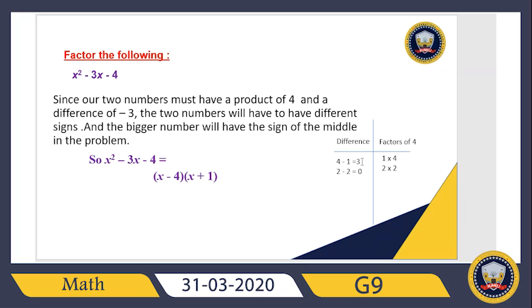But which one will be put next to the negative and which next to the positive depends on the sign of the middle term. We said the bigger the winner. The bigger number of these two factors is the one that will take the sign of the middle term. Again, the bigger the winner. So the bigger number from these two factors will take the sign of the middle term in the problem.